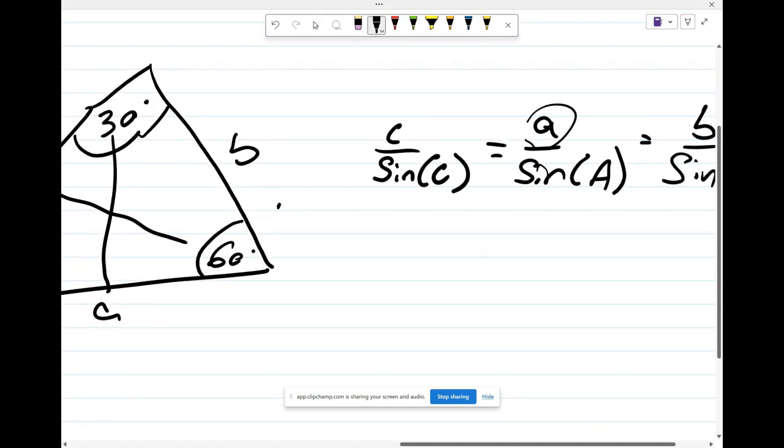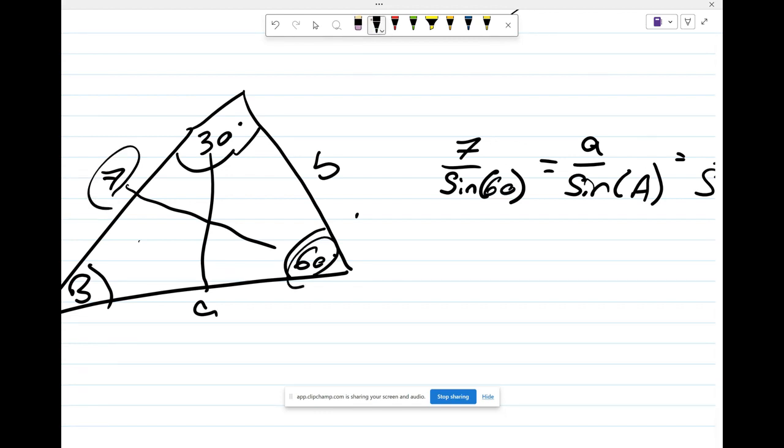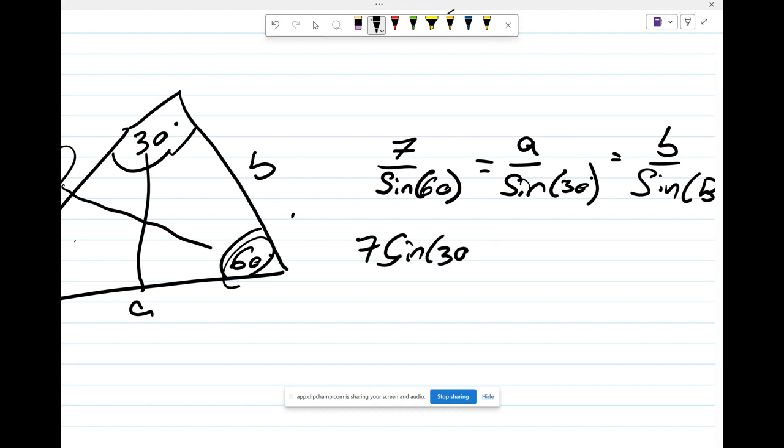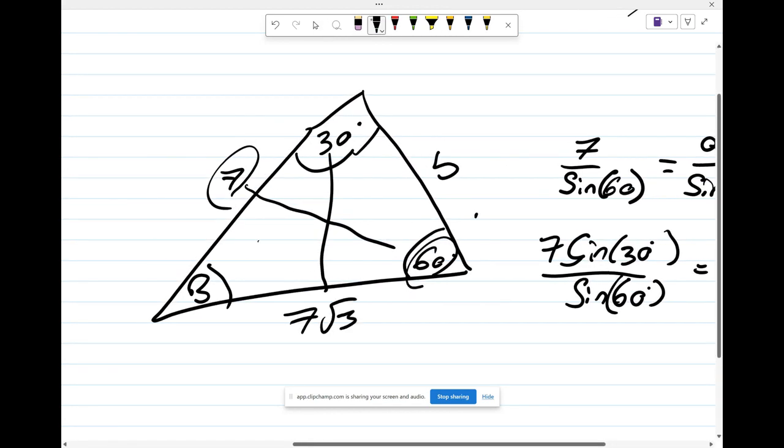And why that's useful is we want to find A. So let's plug in everything we know. We know small c was 7 over here. Big C was the angle, so it was 60. Big A was the angle, so it's 30. And small a is what we want to find. So now all we have to do is multiply across by sine 30 degrees. So if we cross multiply by sine 30 degrees over sine 60 degrees, that'll give us A. And whatever that happens to be, we can just put it in our calculator, sine 30 over sine 60. And that'll give us 7 root 3 over 3. And so that means this is the length of A, 7 root 3 over 3.